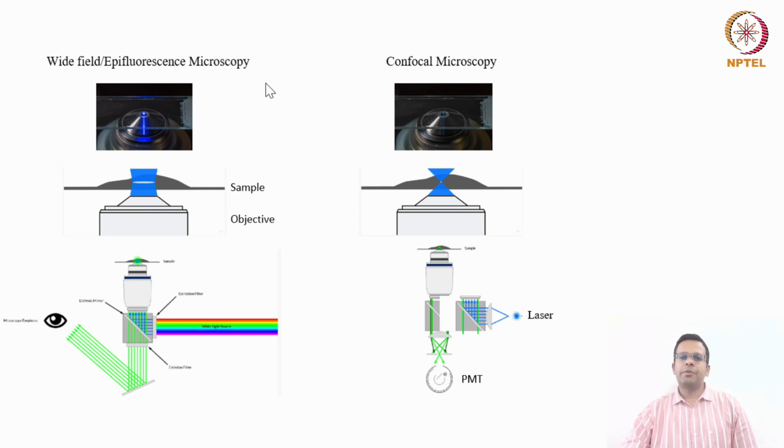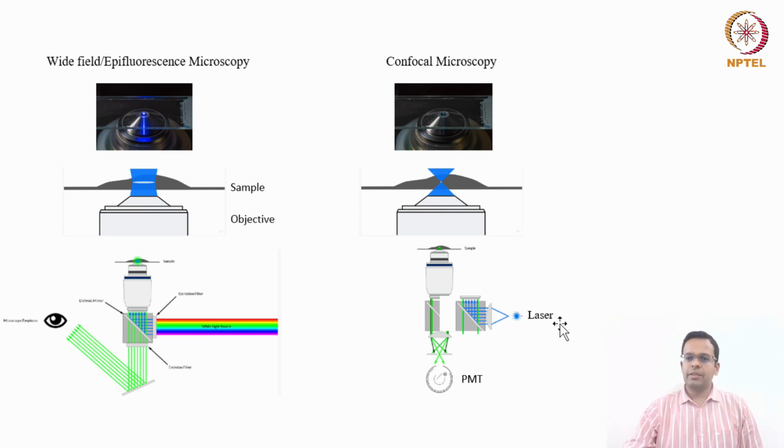Another major difference between the wide field and the confocal microscope is that in the wide field microscope we use a metal halide lamp or a mercury arc lamp as a light source, which provides all different wavelengths, and then using a filter we choose the specific wavelength. Whereas in the confocal microscope, lasers are used as a light source. So what advantage do lasers offer? First, lasers provide a coherent light source. They also provide a collimated light source, and a high intensity light source.